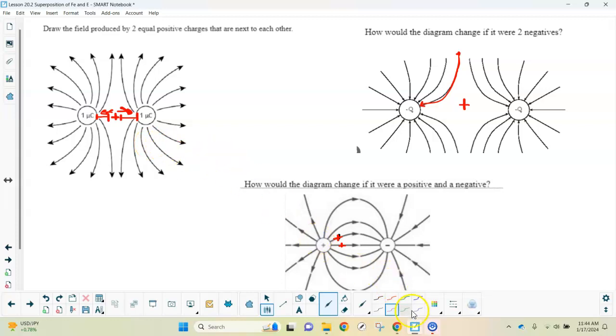The other thing I want to mention, if you had a negative, it's going to do the exact opposite. So if I put a negative charge here, it would pull it inward towards the charge. Or if I had a negative here, it would repel it the other way. So just to be careful, we again draw our field lines based on positive charges.